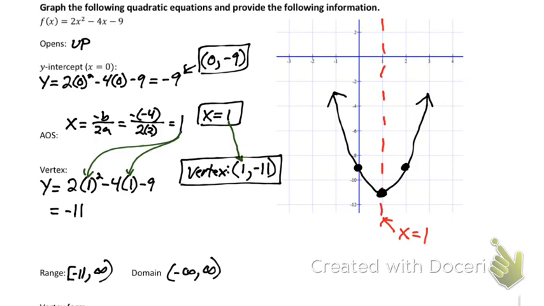All right, the very last thing we need to do is put it in vertex form and then come up with our x-intercepts, roots, or zeros. So for our vertex form, let me write down our formula. Actually, can someone read it to me? It's y equals 2x squared minus 4x minus 9. Cool, thanks, got it.